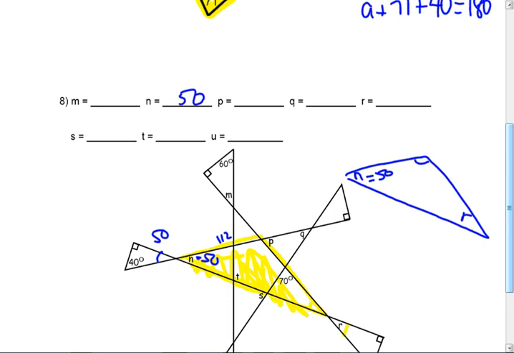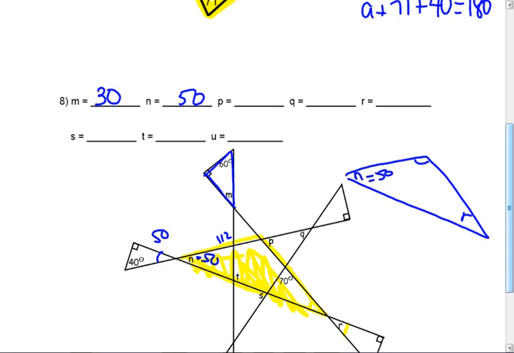How do you get M? How big is M? This is another right triangle. 60 plus M is 90 degrees, so it's 30. I love the easy problems. Okay? And just keep working your way around.